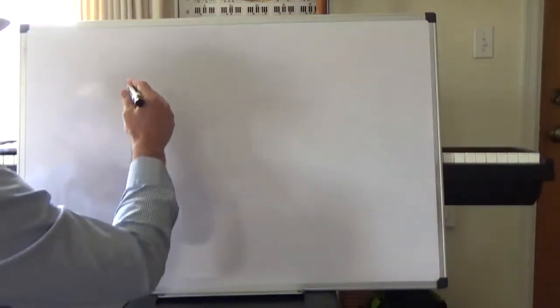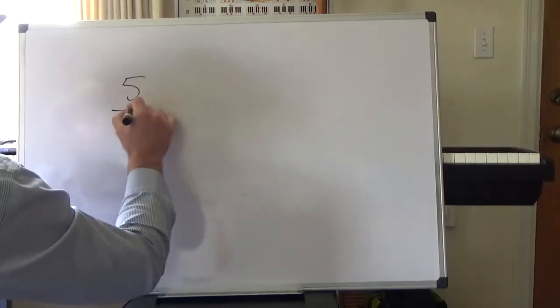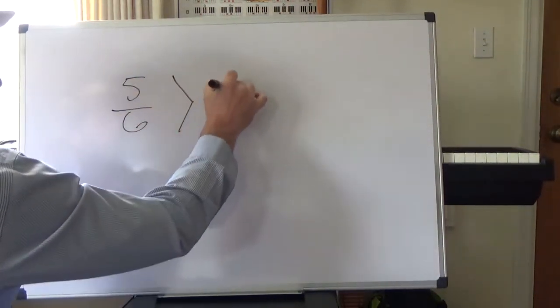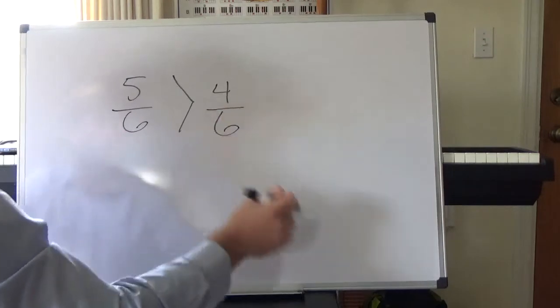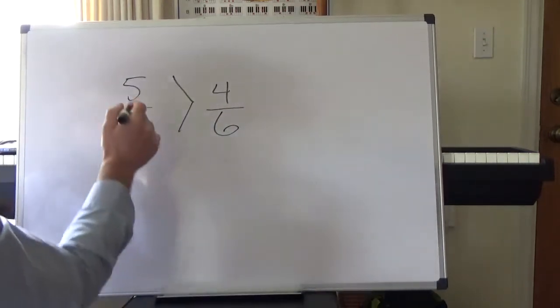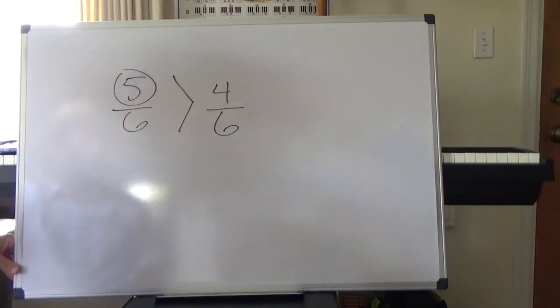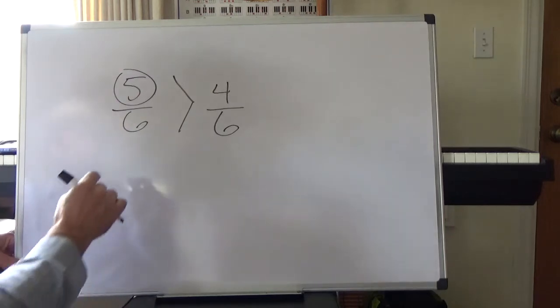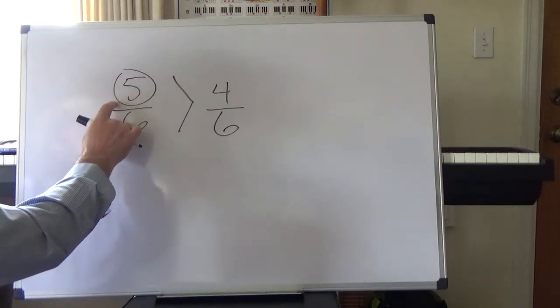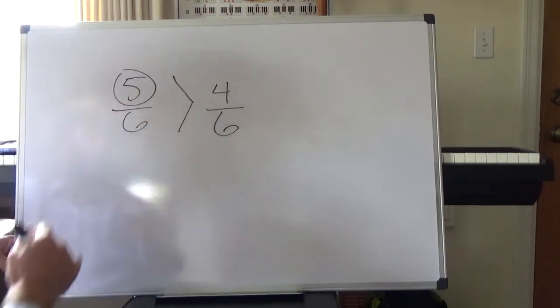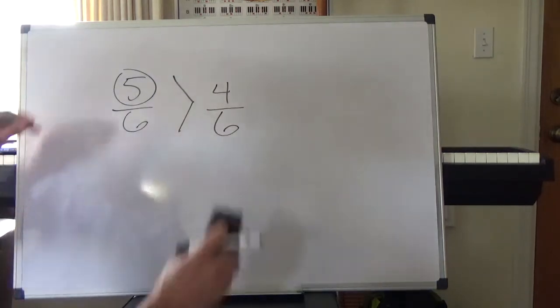So let's see, 5/6 is definitely greater than 4/6 because 5 is greater than 4, right? That's a pretty simple comparison. This is close to 1 whole. This is just over 1/2.